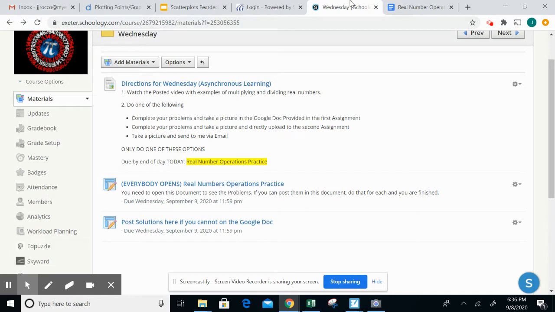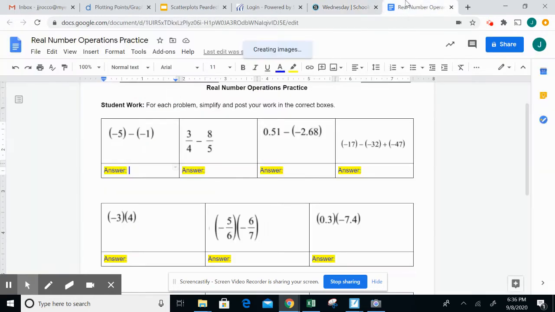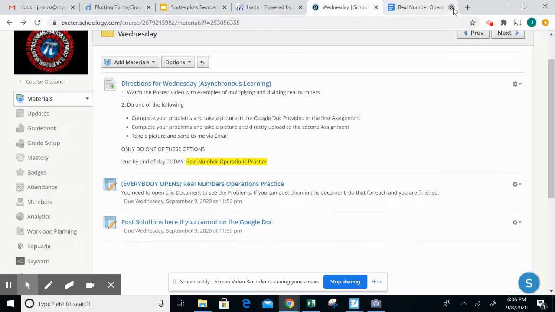Now, if you don't like doing that, you can do how we did the warm up yesterday, where you're going to go in here, you're going to take a picture with your camera app, and then you're going to hit upload and find that picture of your work. So you have 2 options. You can also just take a picture and email it to me. That's what all of this says right here. So please watch this video. Obviously, you're here. Great. Continue watching. Open this up, do the problems, and however you can get it to me, get it to me.